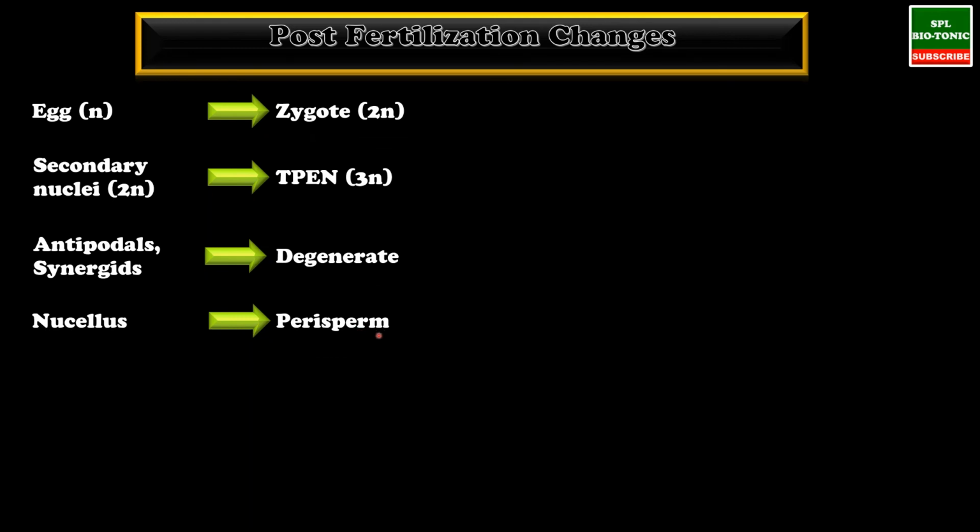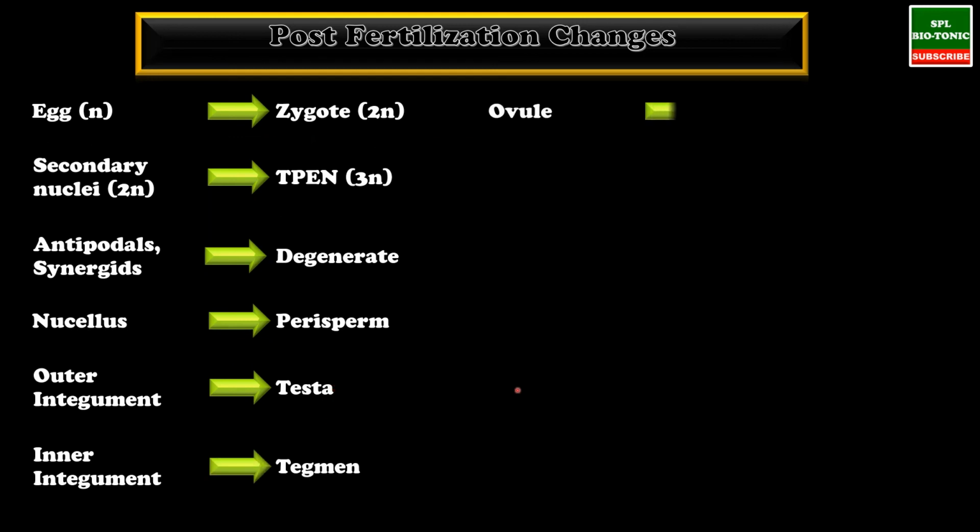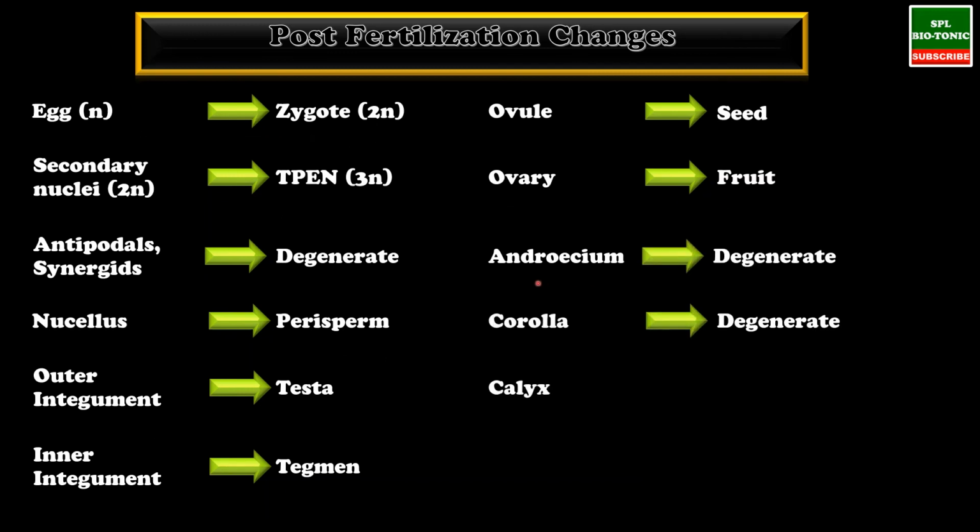The outer integument forms the testa of the seed, whereas the inner integument forms the tegmen of the seed. Ovule forms seeds, whereas ovary forms fruit. And parts such as androecium, corolla and calyx degenerate or wither away. So students, I hope you are clear with the post-fertilization changes in ovule and seeds as well as the flowers.